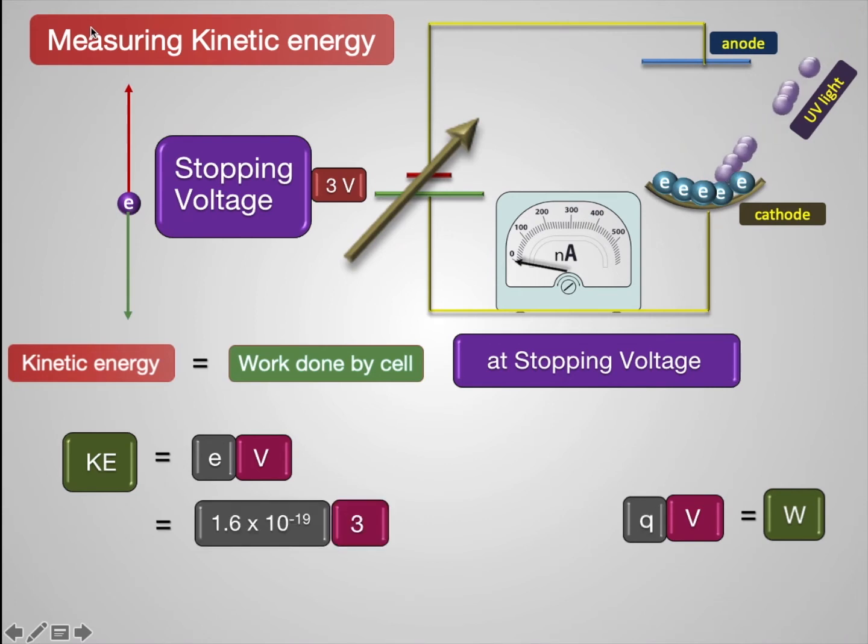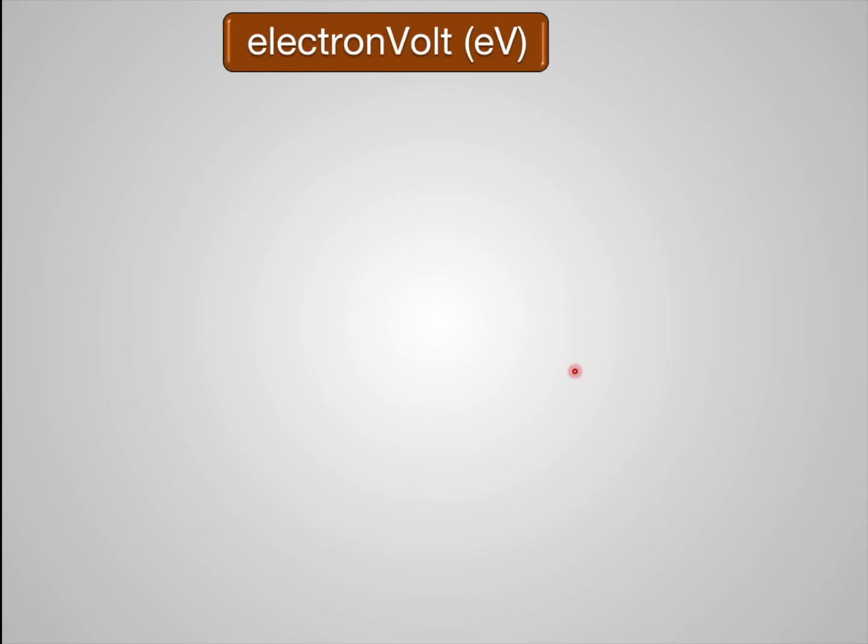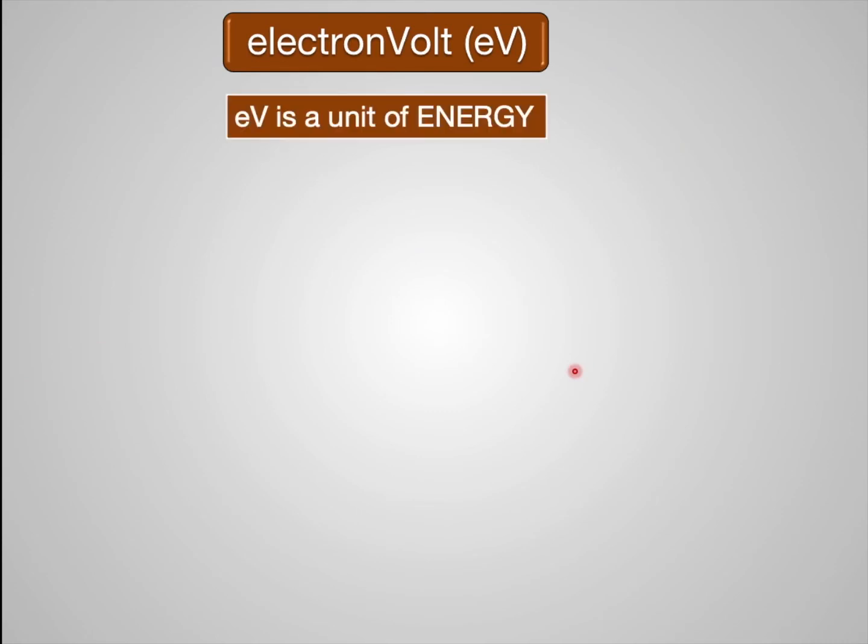The charge here is the charge of an electron because we are dealing only with electrons. And the voltage is the stopping voltage. And we directly get the kinetic energy of the electron in joules. But there is an alternative unit of energy which is very convenient for this topic. That unit is the electron volt. Basically, the electron volt is a unit of energy. Let's see how much energy is 1 electron volt.